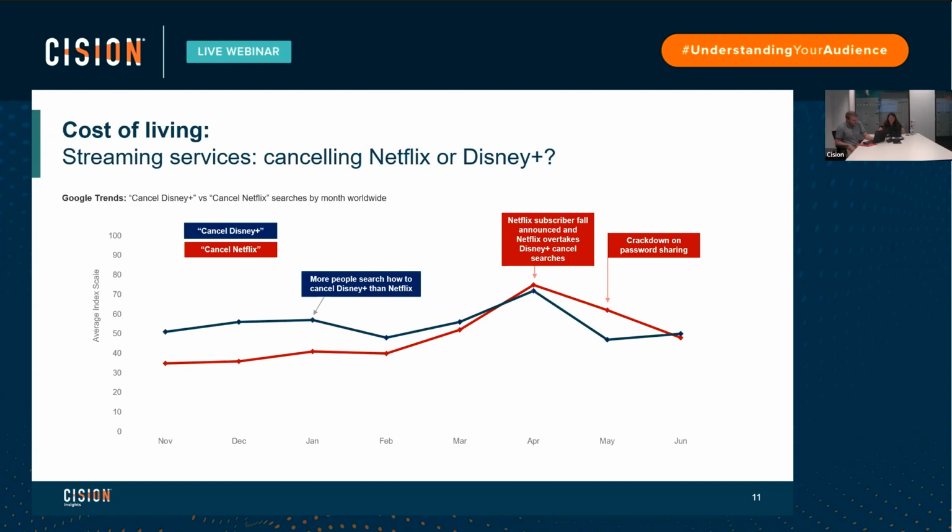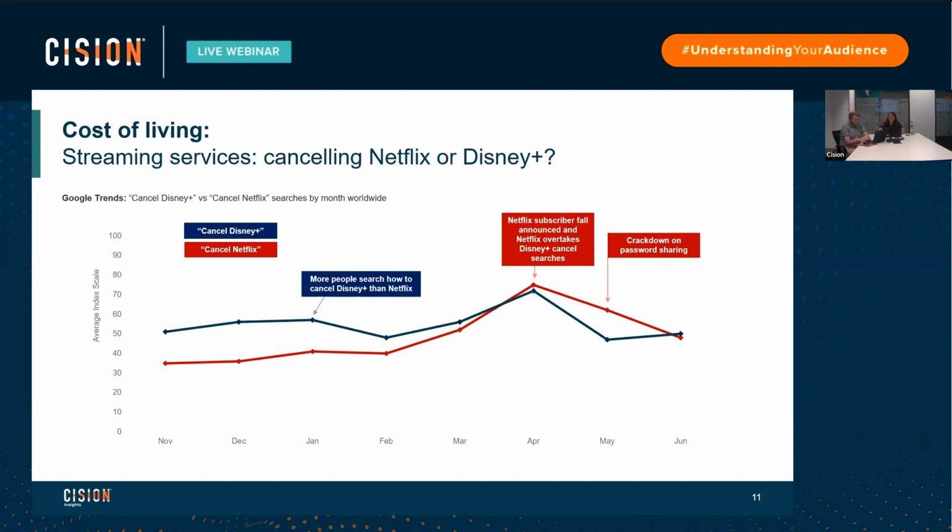So one of the major topics in the press recently is, as Scott was saying, how to save money and where specifically to cut back. One of the big talking points recently has been streaming services subscriptions. So what we've done here is look again at Google Trends and those people searching to cancel Disney Plus, as opposed to those searching to cancel Netflix. We went back to November last year, and you can see the red line is Netflix and the blue line is Disney.